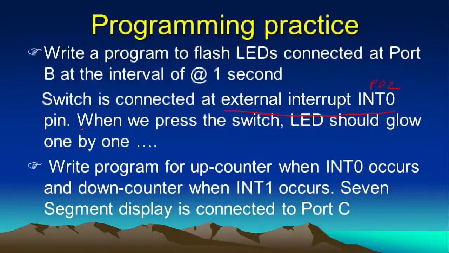The requirement is that whenever we press the switch, LEDs should glow one by one. See, initially LEDs were flashing: all LEDs off, all LEDs on, all LEDs off, all LEDs on, right? It was flashing kind of thing. But whenever somebody presses the switch connected to the interrupt 0 pin, that means it gives the interrupt to the microcontroller, then the LEDs should glow sequentially, one by one, right? So try to write assembly language and C language programs for this exercise.